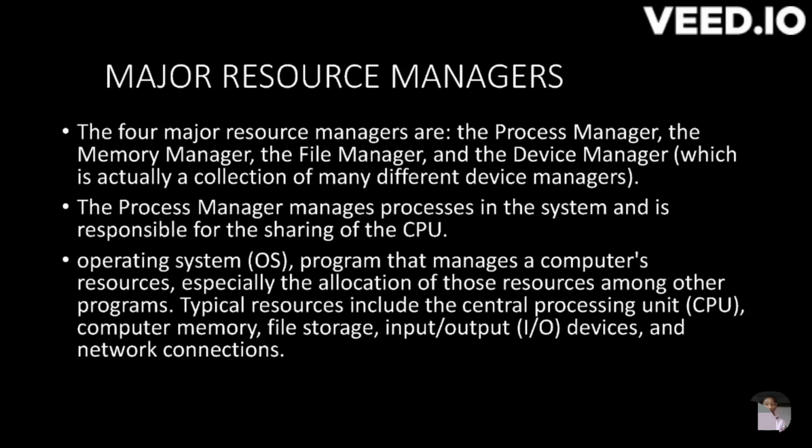Operating system, that is OS, is a program that manages computer resources, especially the allocation of those resources among other programs. Typical resources include the central processing unit, that is CPU, computer memory, file storage, I/O devices, that is input and output devices, and network connections. This is about the resource management in operating system.